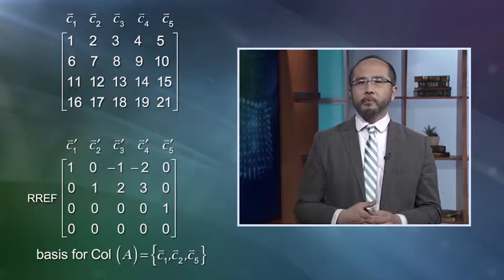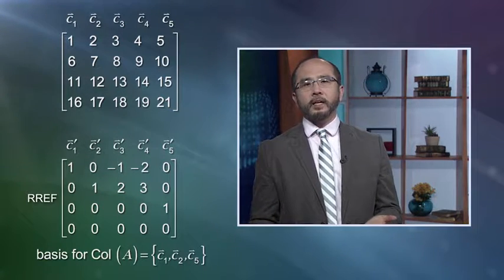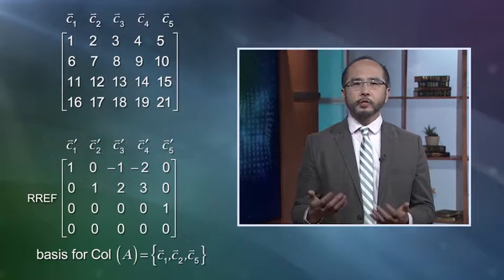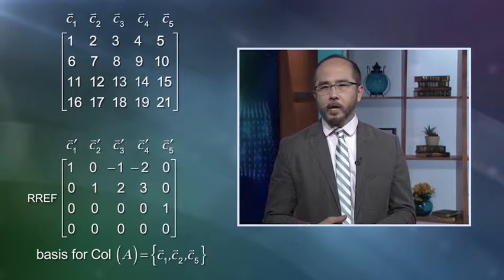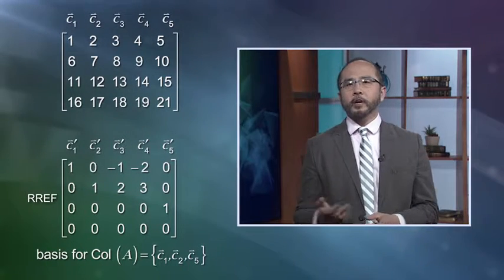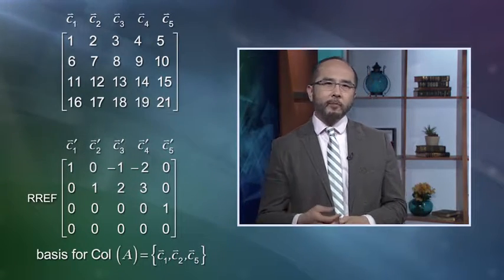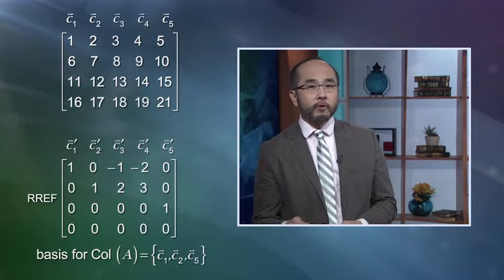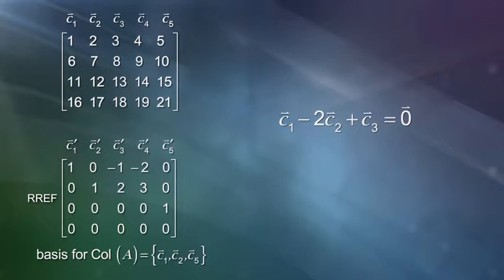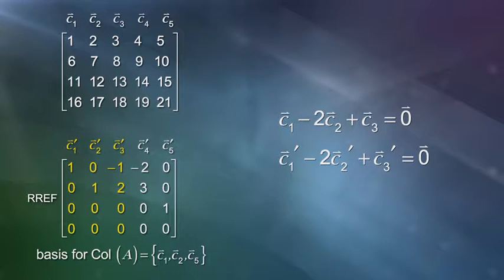Now, why does this curious method work? Well, the key idea is that doing row operations does not change the linear dependencies among the columns. So if some linear combination of the Ci's equals 0, then the same linear combination of the Ci primes will equal 0 too. For instance, you can check that C1 minus 2C2 plus C3 equals the 0 vector. So then, C1 prime minus 2C2 prime plus C3 prime equals the 0 vector as well.